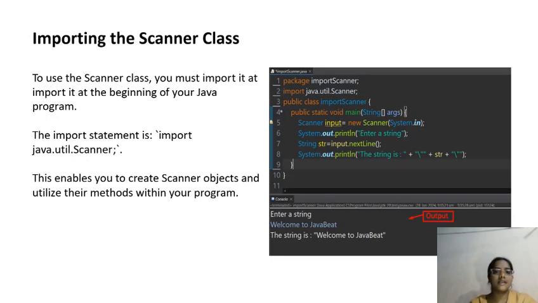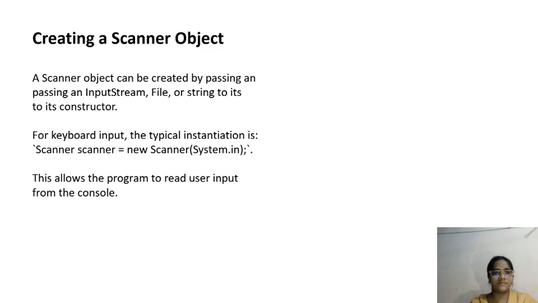Next, importing the Scanner class. First of all, how to import the Scanner class. To use the Scanner class, you must import it at the beginning of your Java program. The import statement is import java.util.Scanner; it ends with a semicolon. This enables you to create Scanner objects and utilize their methods within your program.